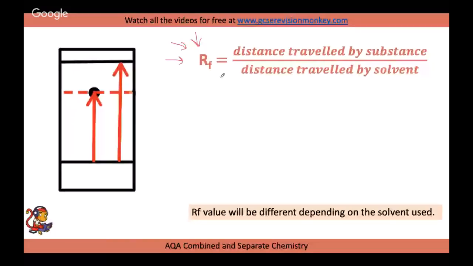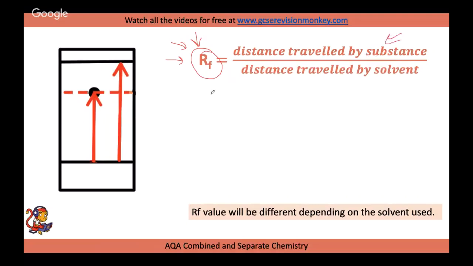We'll carry on then with RF values. Now this doesn't have a unit and it's calculated by the distance travelled by the substance divided by the distance travelled by the solvent. So let's look at this example here. We would take the centre of the dot. That's really important that you measure it accurately using your ruler. Measure the centre of the dot to the pencil line, and that gives us the distance travelled by the substance.